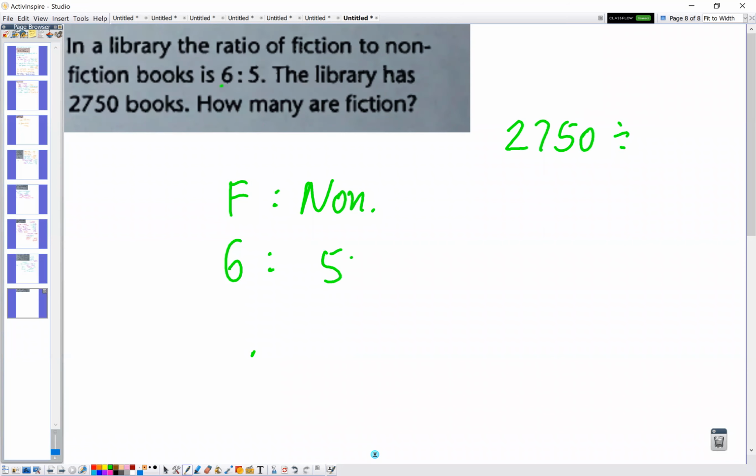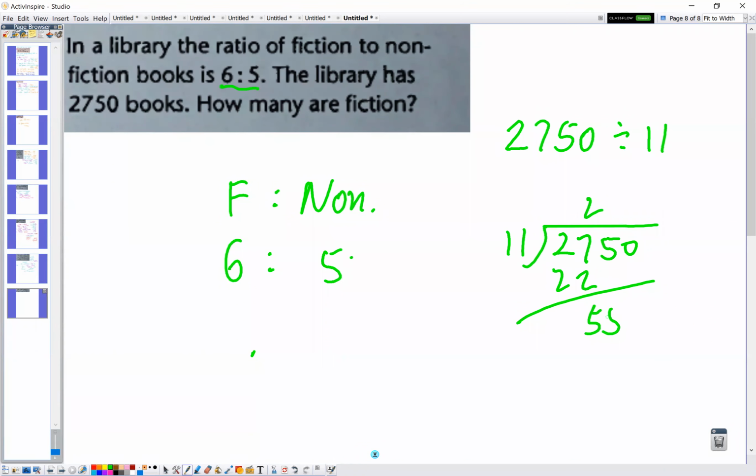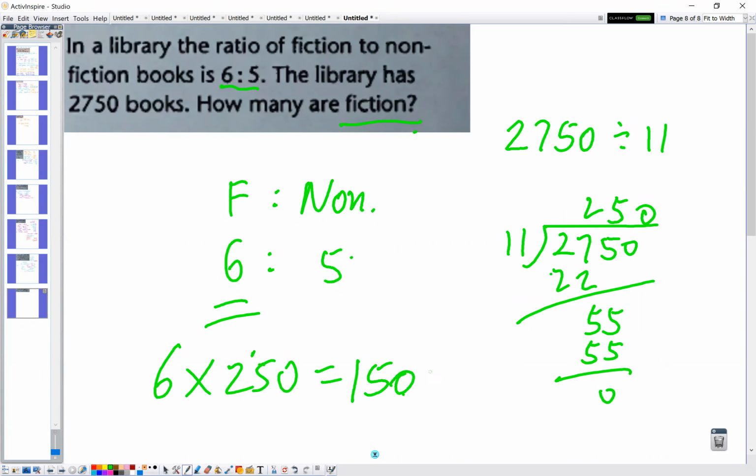How many portions do we have together? 6 and 5 is divided by 11 portions. So one portion, the 2,750 divided by 11, this is 22, remainder 5. Put 5 down, this is 55, remainder 0. This has become 250, isn't it? So this has become 250 here. And the second part, we know one portion is 250. The question gives you how many fictions? Fictions have 6 portions. Is 6 times by 250, it becomes 1,500. This is how you work it out.